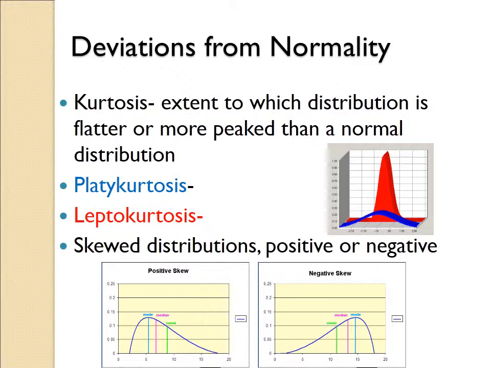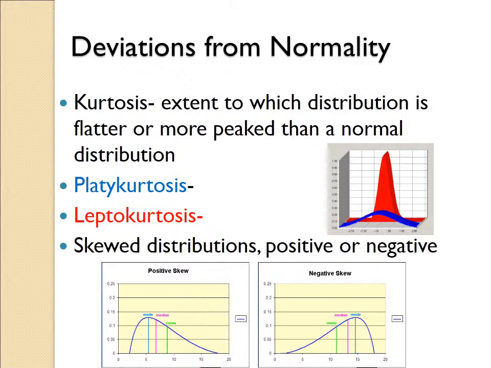So there's a couple of problems that can come up. The first one is called kurtosis. Kurtosis is simply the extent that a distribution is flatter or more peaked than a normal distribution. Platykurtic is shown in blue there. So a platykurtic distribution is a very flat distribution. And the problem with this is it's still symmetrical, so it's still somewhat normal. But the problem here is that it's no longer the case that most people are scoring in the middle. In fact, people are scoring all over, from the very lowest score to the very highest score, across that distribution.